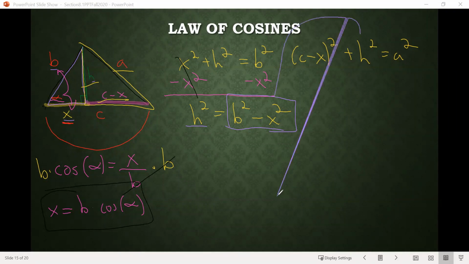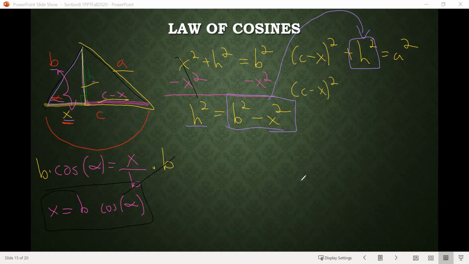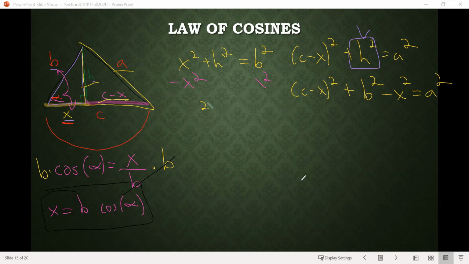So what I'm going to do is over here in the other equation, sorry for the freak out by the computer, I'm going to input this expression for h squared. So what this equation can now become is (c minus x) quantity squared plus what we have here, the b squared minus x squared, and then we have that all equals a squared. Okay. And then the math magic will continue from there. So I'm going to erase this for now.